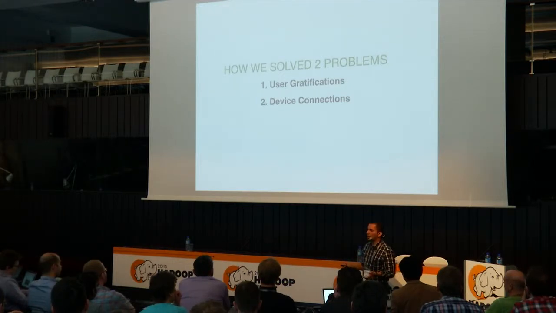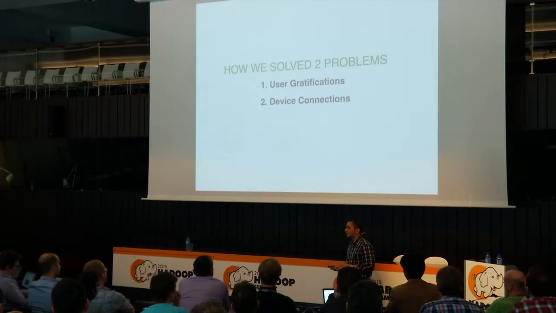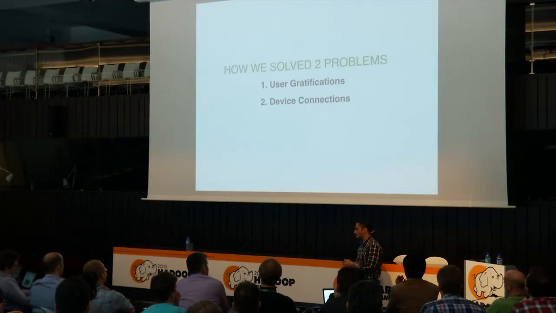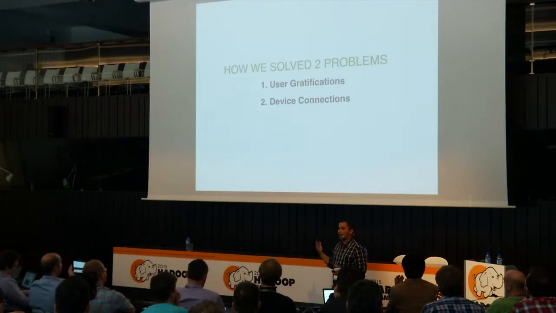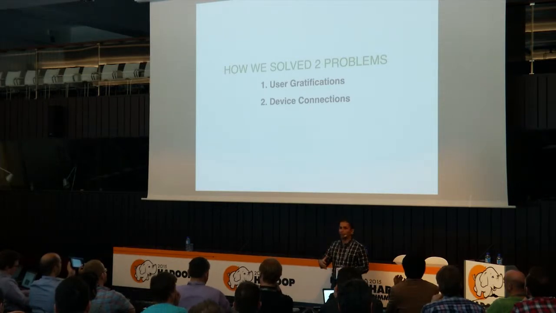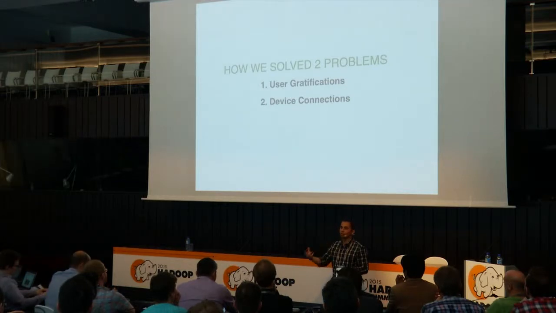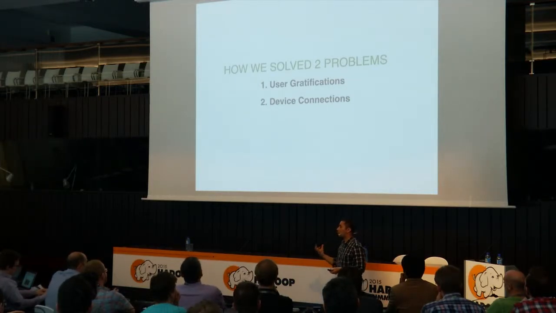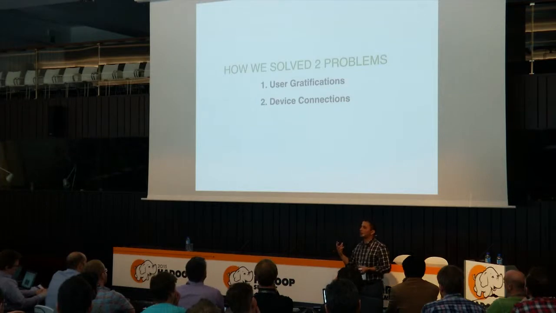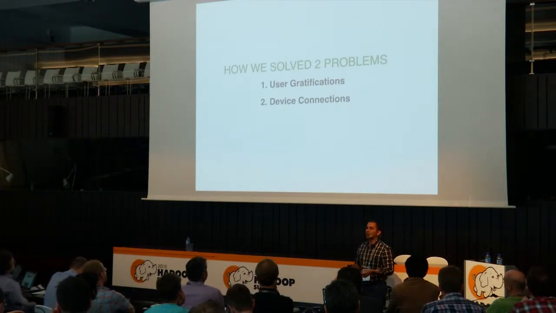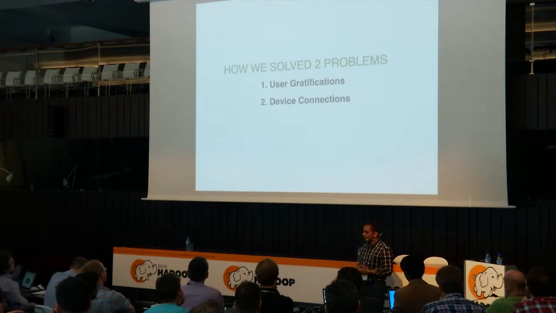So today I'm going to talk about how we ended up solving two problems. One of them is called user gratifications, and the other is device connections. These are names of the pipelines. To give a little background, at the analytics team, we are always looking at how users are interacting with our products, and how we can take these users and split them up into cohorts, as we call them, so that we can better track how people are using our product.